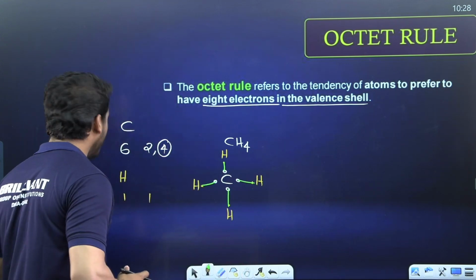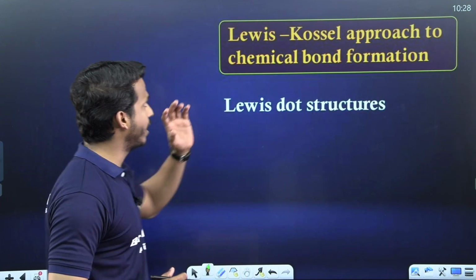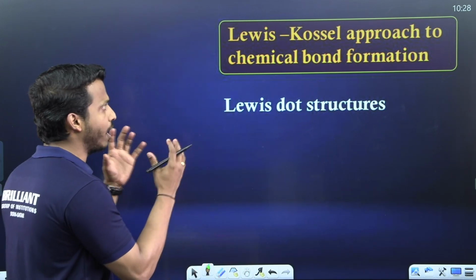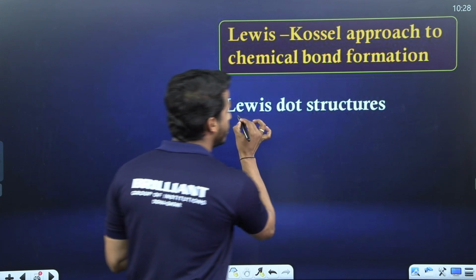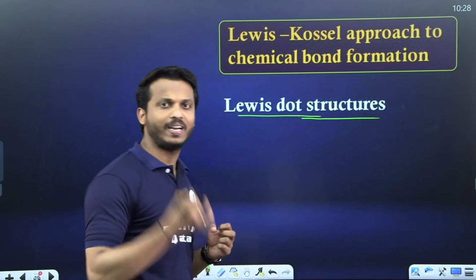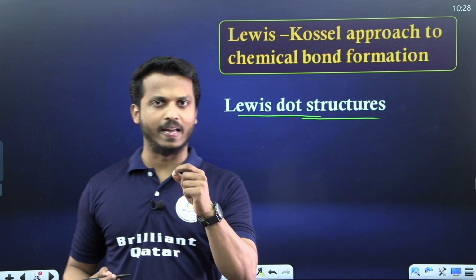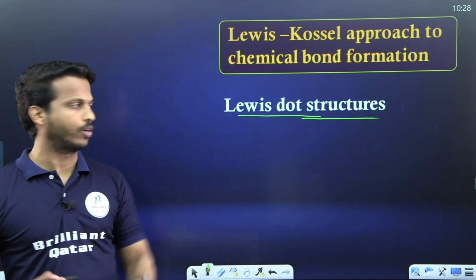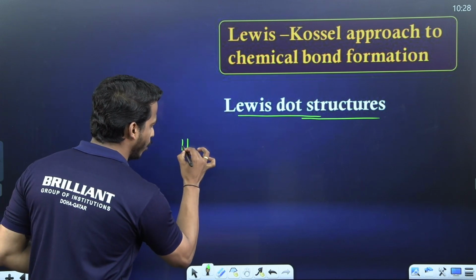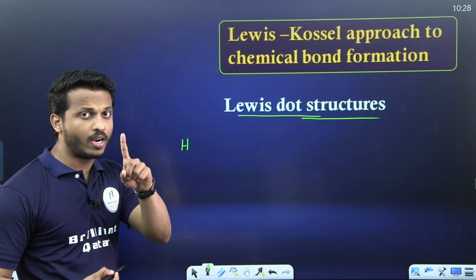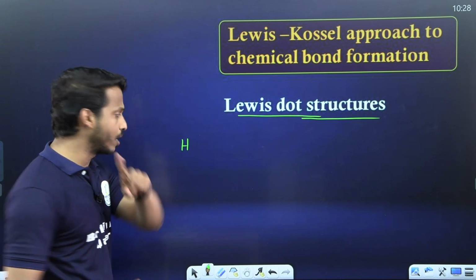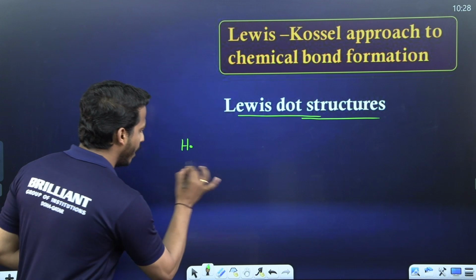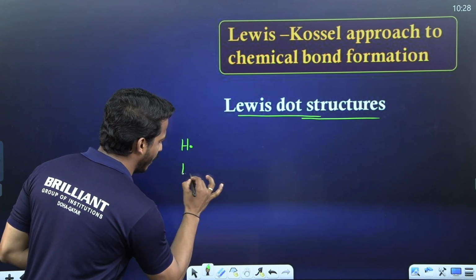For some more detailed explanation, we can discuss the Lewis and Kossel approach to chemical bond formation. Lewis dot structures we studied in 10th grade. Here we represent only the valence electrons of each atom by a dot. For example, hydrogen has atomic number 1, so its valence electron is 1. We can express it like this.